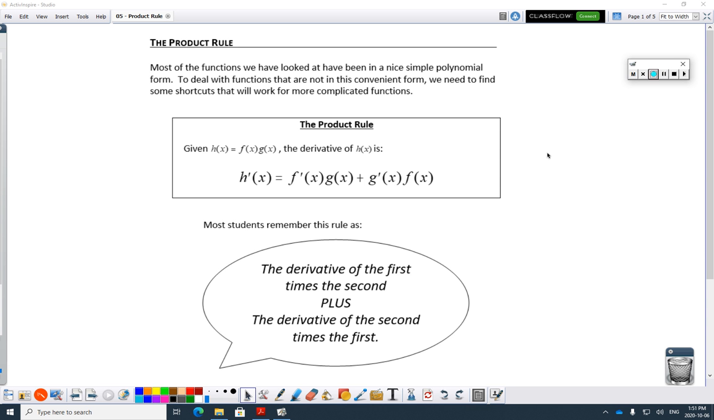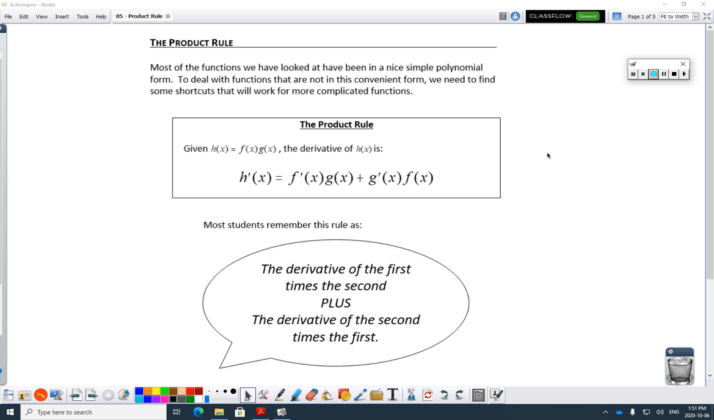As awesome as the power rule is, it has such limited scope, it needs some friends. So here comes the first friend. And this thing will power up your derivatives, your ability to handle crazy functions. It starts off as a fairly simple rule.